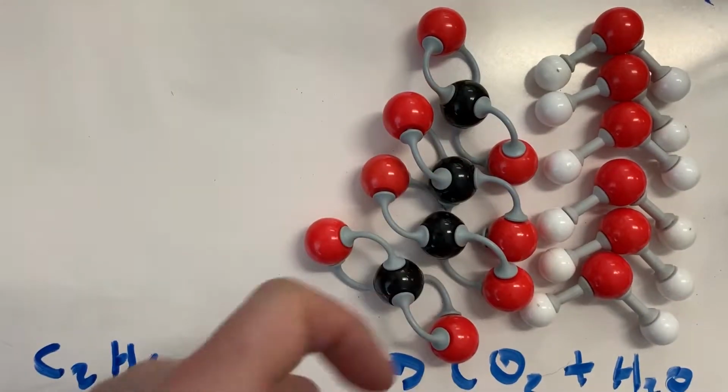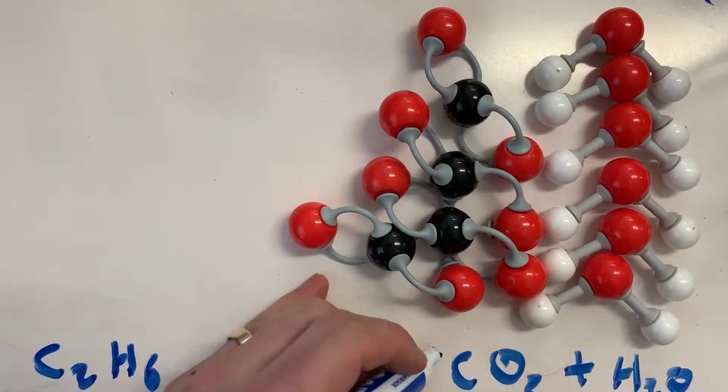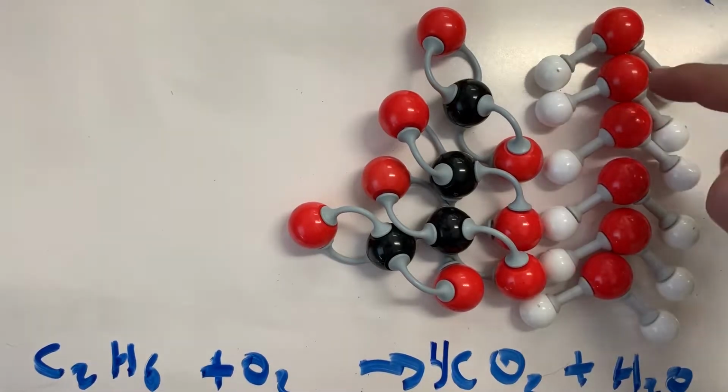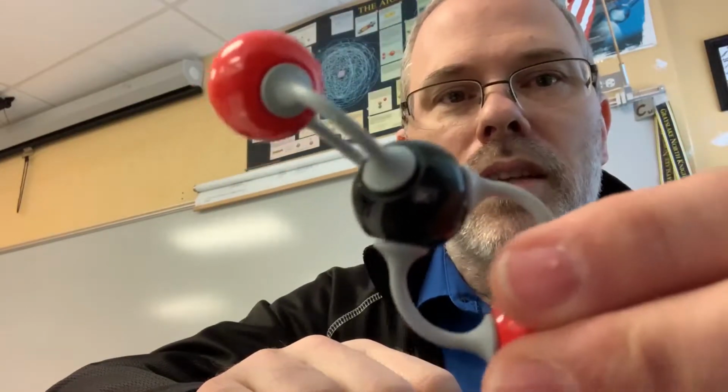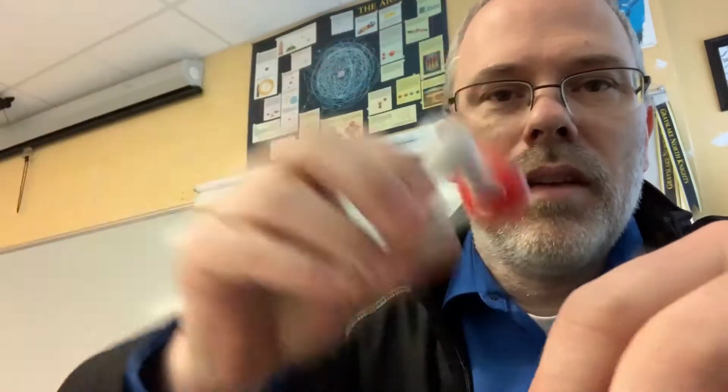One, two, three, four. 1, 2, 3, 4, 5, 6. I've made some carbon dioxide. I've made some water. Now it's time to go back and figure out how many molecules I ended up using to make these so that I can finish my equation.